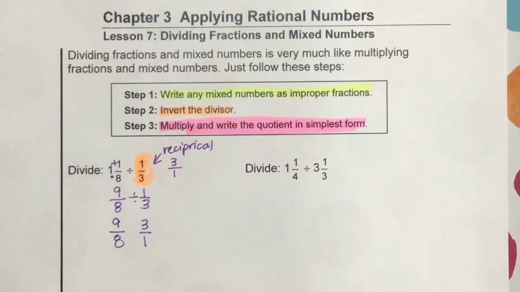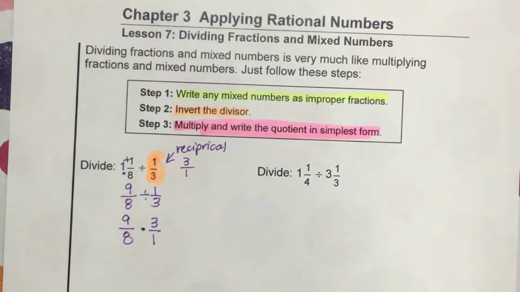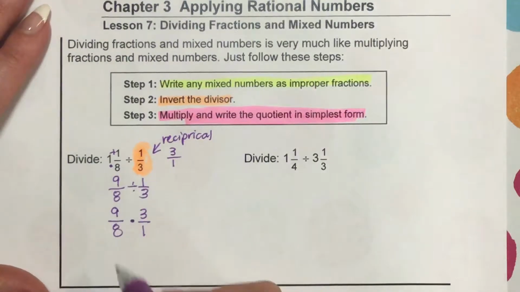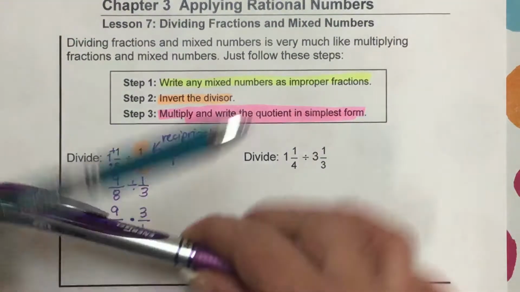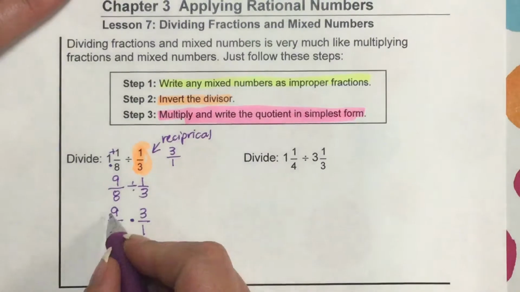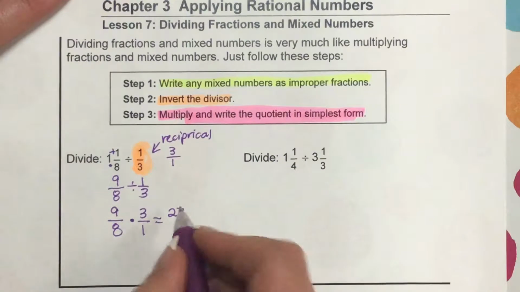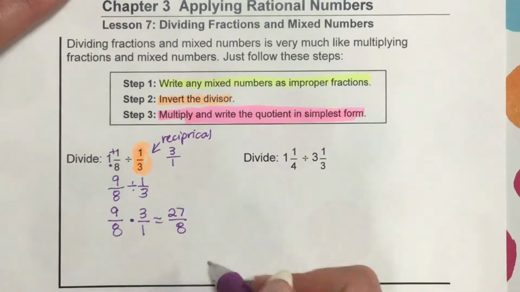Once you invert it, it basically becomes a multiplication problem, and you do everything that you learned last lesson. So we would first look to cross cancel. We'd look at the 9 and the 1. Are there any common factors? No. What about 3 and 8? There aren't. So after you look to cross cancel, then you just multiply across. 9 times 3 is 27. 8 times 1 is 8. Then you put it in simplest form, and there's no common factors between 27 and 8.